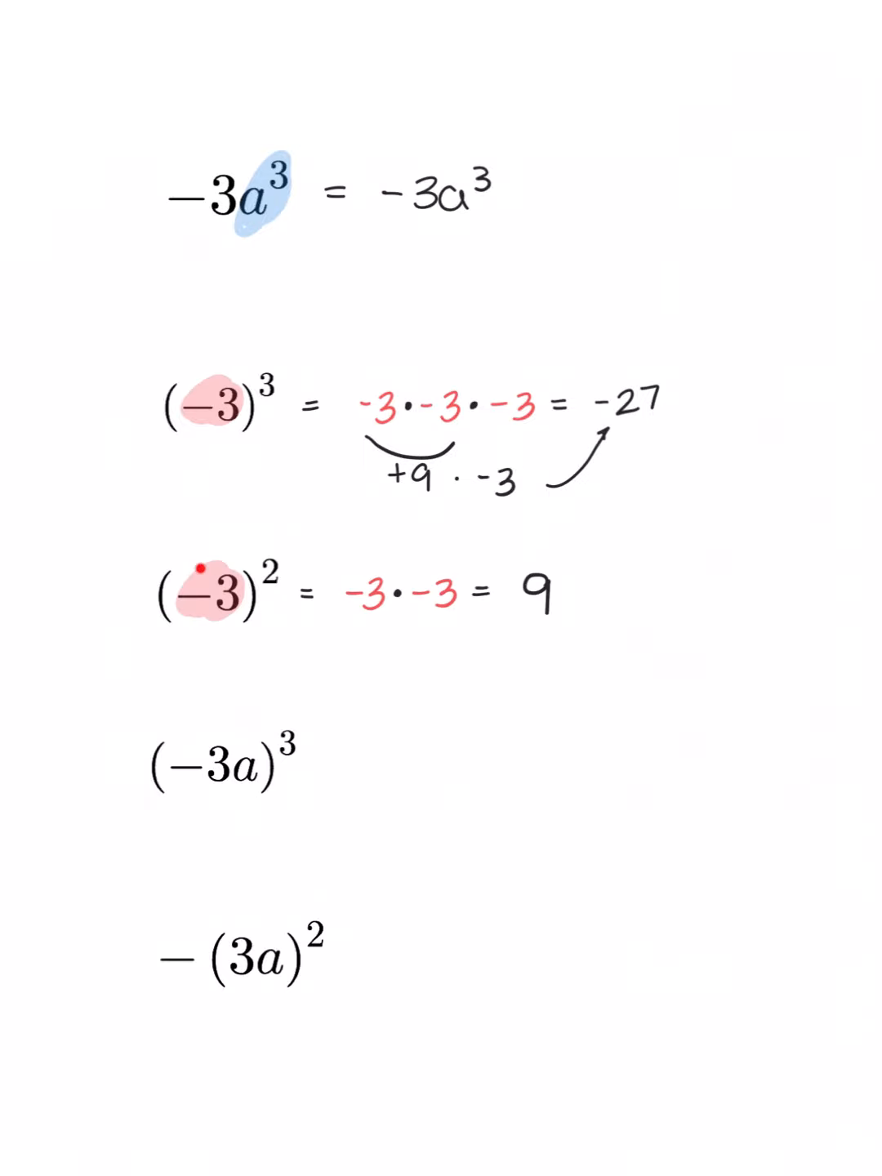This next one has negative 3 being squared. Negative 3 times negative 3 equals a positive 9.